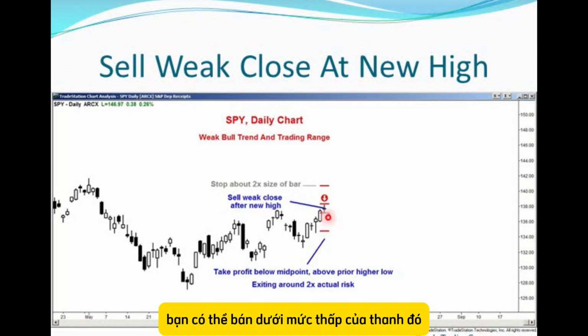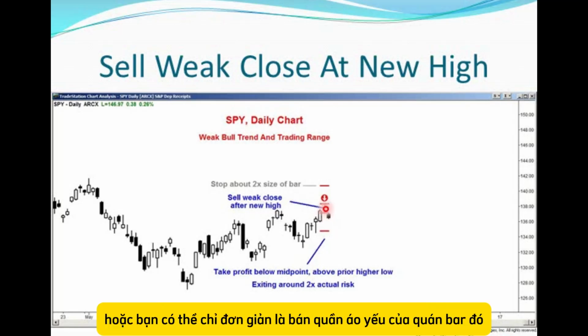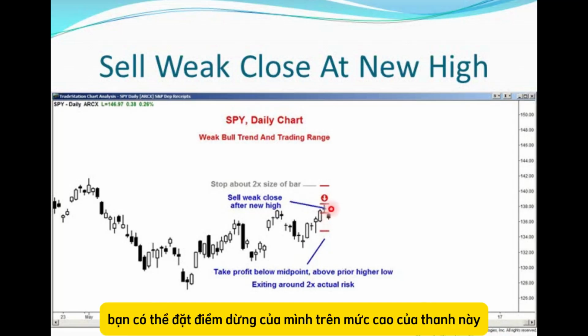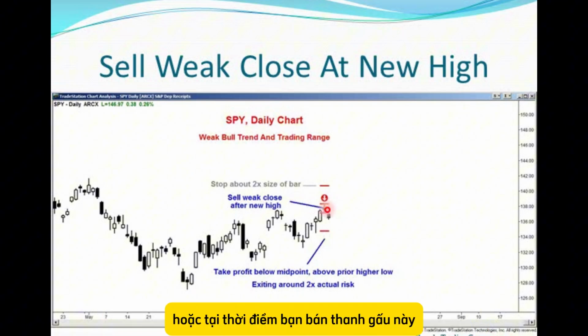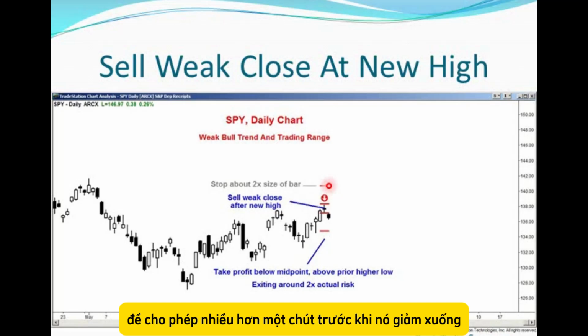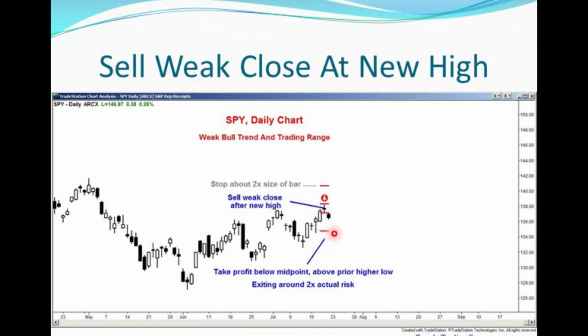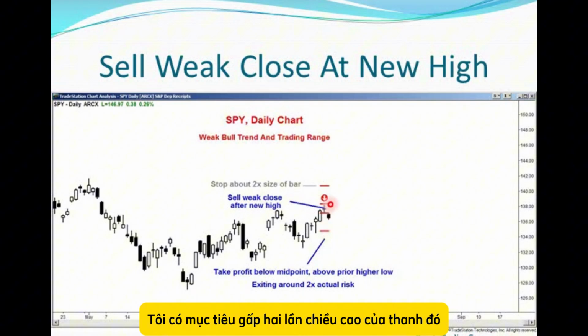So as I said, you could either sell below the low of that bar, or you could simply sell the weak close of that bar. And then once you had this bear bar, you could put your stop above the high of this bar. Or at the moment that you sold this bear bar, you can allow for the market to go up a little bit more. Maybe put a stop in twice the height of the bar to allow a little bit more up before it turns down. And you're looking to take profits somewhere in the middle of the range. Which in this case I have the target 2 times the height of that bar in case we go down immediately, which we did starting on the very next bar.